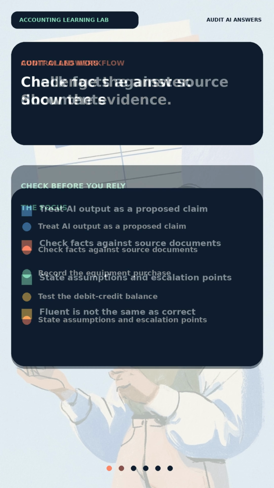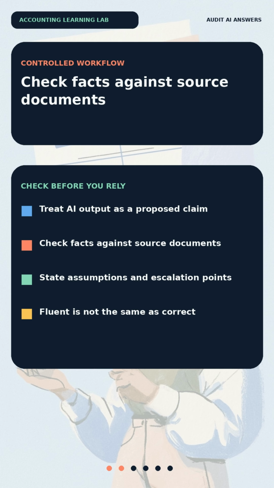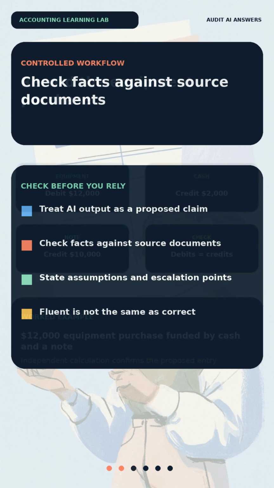Then separate the AI's claims into checkable pieces. Look for the accounting framework, period, account names, amounts, and assumptions. A missing assumption can change an otherwise reasonable conclusion. For a worked example, imagine a company buys equipment for $12,000, pays $2,000 in cash, and finances the remaining $10,000 with a note payable. An AI answer says, debit equipment $12,000 and credit cash $12,000.